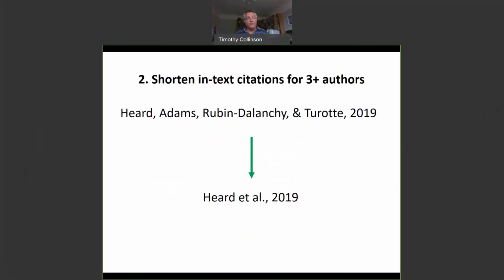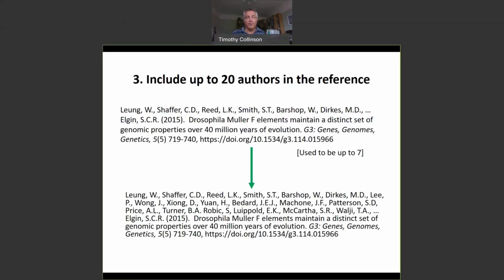Also good news is the shortening of in-text citations where there's 3 or more authors. So instead of having to put a string of names, you can just put the first name unless you need further differentiation. But on the other hand, if you've got multiple authors, you now include up to 20 authors in the actual reference rather than up to 7, which was the previous rule.